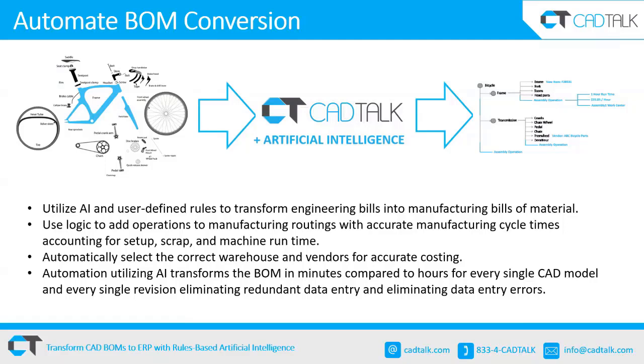So we take that file, we can pick it up, we bring it into our application, and we have an artificial intelligence layer and some rules that look at that file for the bill of material and transform it into a bill of material within Infor CSI. Now, not only can we do the bill of material, we can also, with the AI technology that we're leveraging, add operations. So we can have the labor operations within manufacturing that are added automatically.